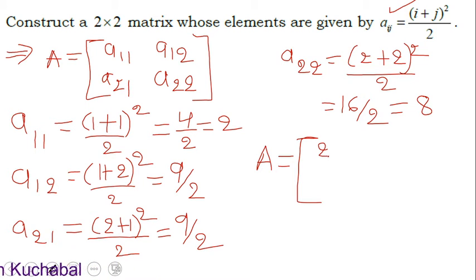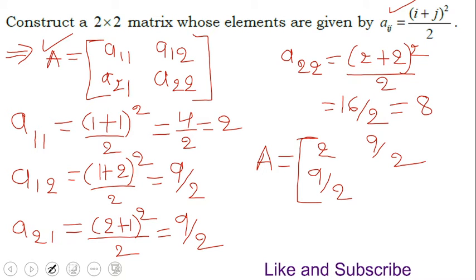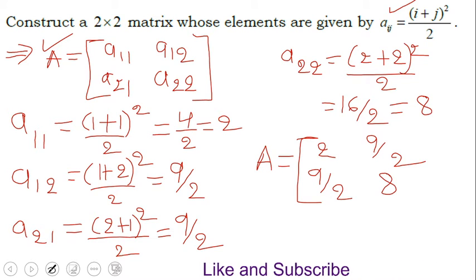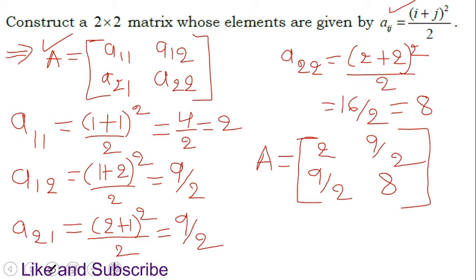We have to substitute these values in the matrix. a11 is 2, a12 is 9 by 2, a21 is 9 by 2, and a22 is 8. If you write this matrix, this completes the solution of this example. So matrix A is 2, 9 by 2, 9 by 2, 8.